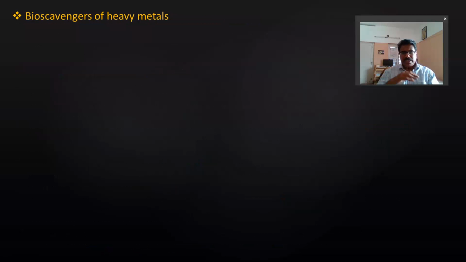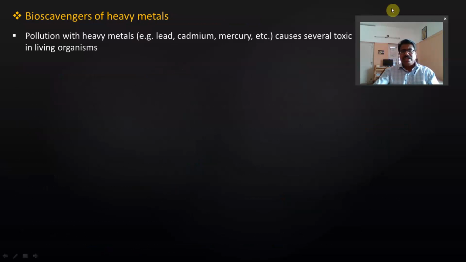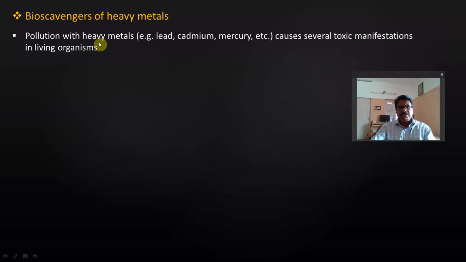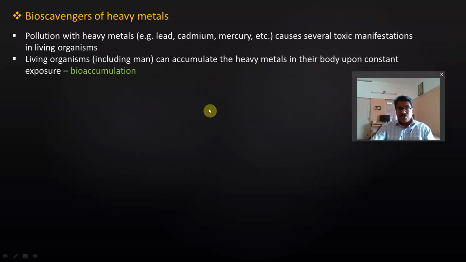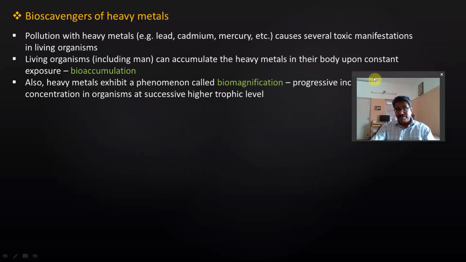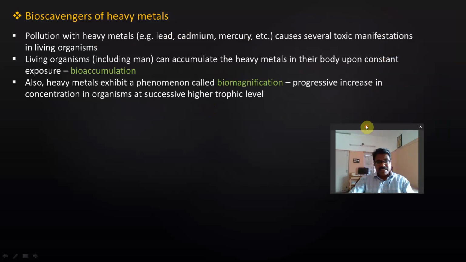The second usage of biotechnology in pollution abatement is the use of bioscavengers, especially for heavy metals. And you know that heavy metal pollution is a very drastic thing. Most of the heavy metals like lead, cadmium, and mercury are toxic chemicals which cause so many problems to living organisms, including man. There are two aspects of heavy metal pollution: one is bioaccumulation, and the other is biomagnification.